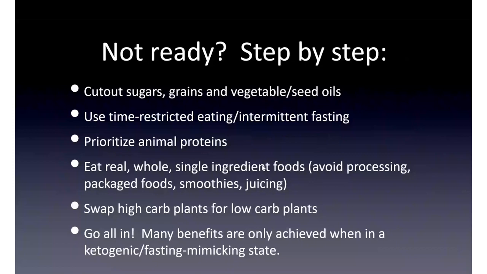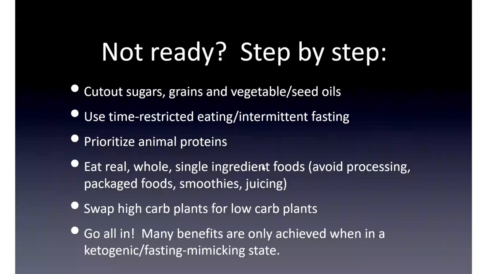If you're not ready to start a ketogenic diet, these are my usual step-by-step. So the first thing is cutting out kind of the worst foods, which would be the sugars, the grains, and the vegetable oils or the seed oils. Using maybe a little time-restricted feeding, intermittent fasting. So maybe skipping breakfast, or at least narrowing the window. I always say if we're prioritizing our animal proteins, we're making less room for the other foods. And I often find that vegetarians or those trying to follow more plant-based diets replace animal proteins with higher carbohydrate foods. And so then we're kind of missing the point.